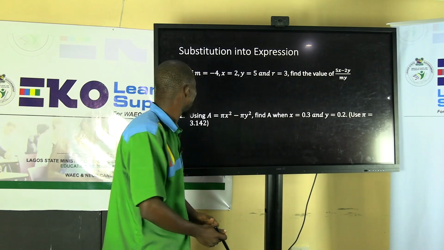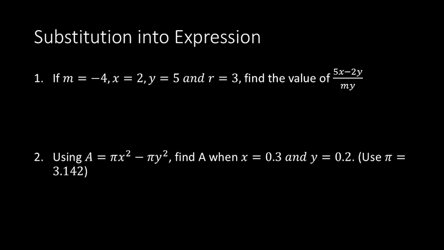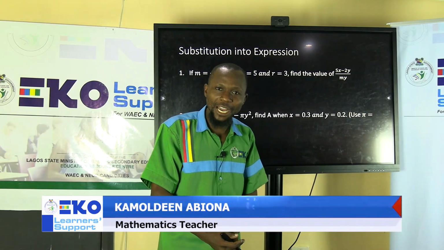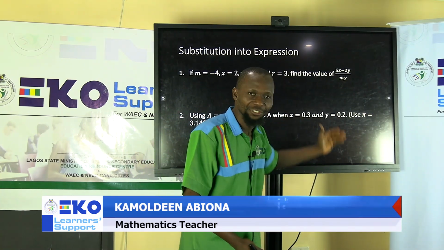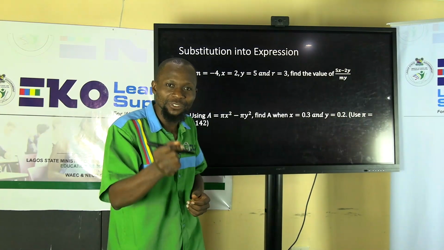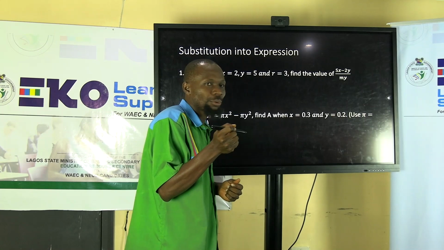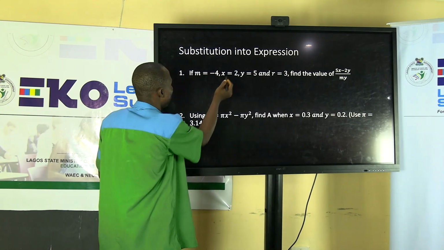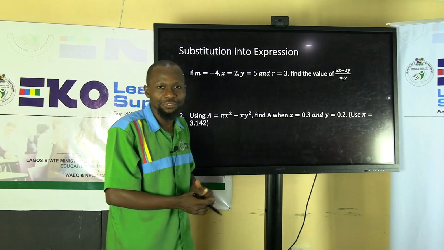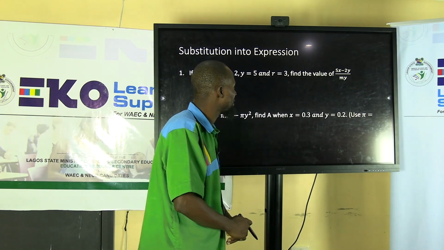values into expression. So question number 1, if m equals -4 and x equals 2, y equals 5, and r equals 3, find the value of the expression. You can see the expression. In our earlier videos, we have looked at what is x, what is y. X and y, they are just representing something. So in that case, they have given us now, if x is 2, y is 5, and m is -4, and r is 3. Can we substitute that?